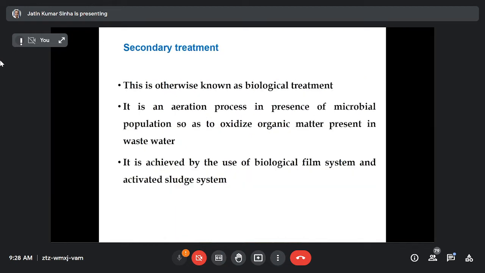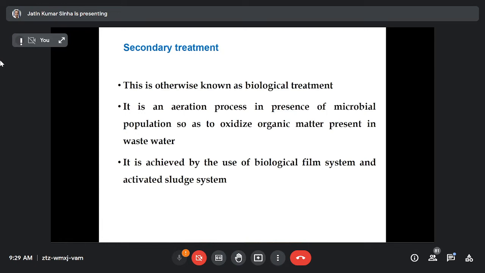So the pre-treatment is known as your primary treatment. That includes the screening and the sedimentation process. The secondary treatment is alternatively known as the biological treatment. It is an aeration process in the presence of a microbial population so as to oxidize organic matter present in wastewater. So the organic pollutants present in water are biologically treated, and that is basically done by all the microorganisms.